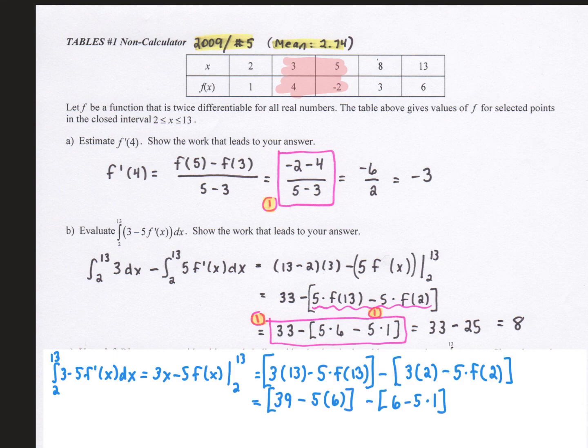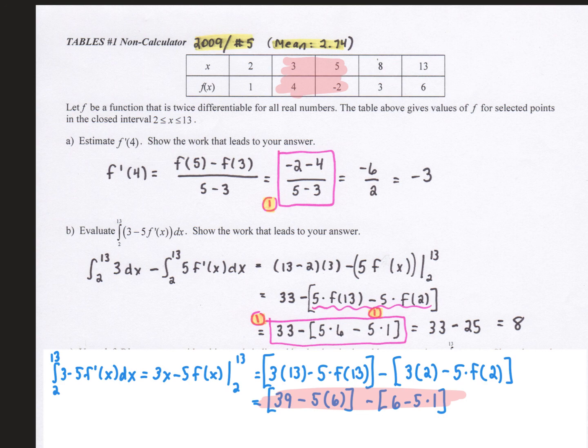Here's an alternate way of evaluating this integral. Instead of using the integral of a constant, I just did the antiderivative of 3 and got this 3x. The antiderivative of 5f prime is 5f of x. And then just plug the 13 and the 2 in. And you would end up at this point right here, which is fine to leave. If you evaluate that, you would get an 8, but you'd be okay to leave it at that point. There's no right or wrong way. It's just whichever works best for you.